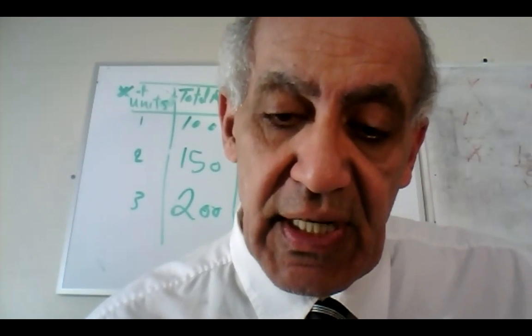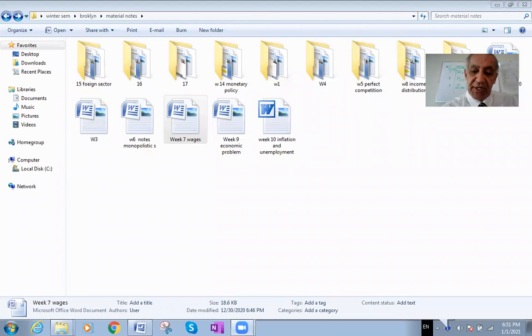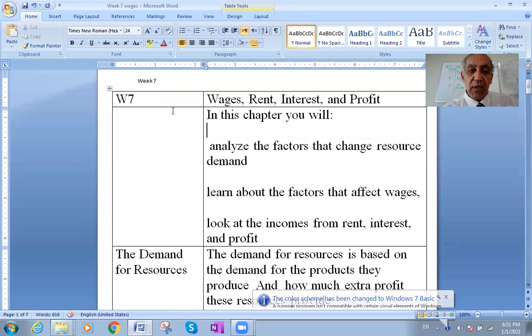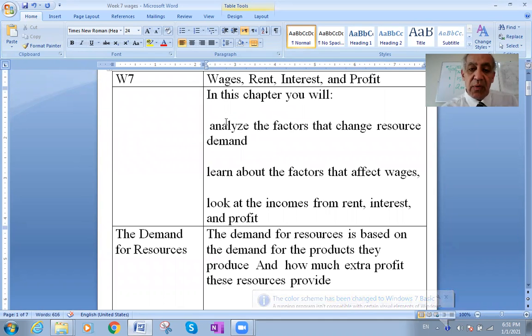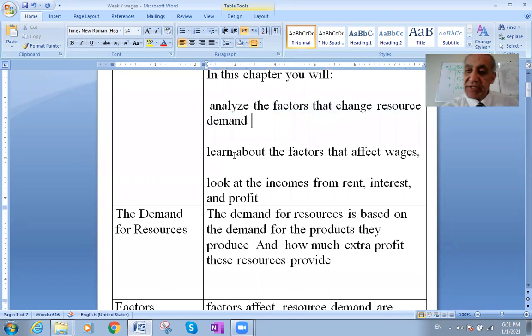Let's see. We'll share the screen and go through this chapter and check out what we can do here. By the end of this chapter, we will get the factors that change or affect the resources. The resources are the inputs, the necessities for production. For example, if you have a furniture company, your resources or your inputs is the wood.